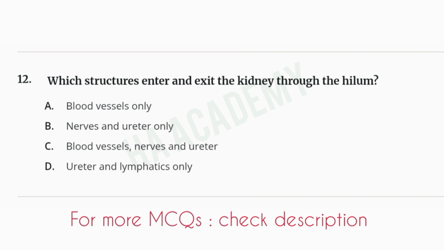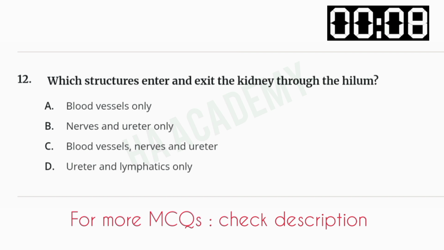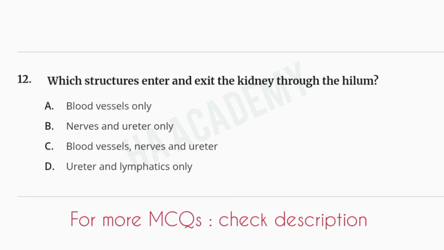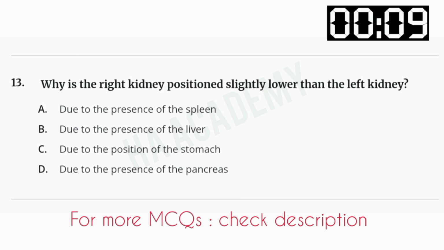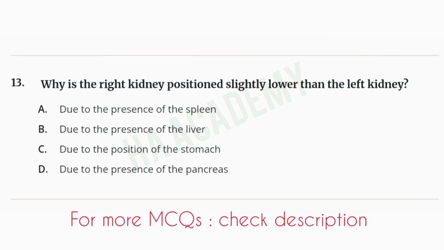Which structures enter and exit the kidney through the hilum? The correct answer is blood vessels, nerves, and ureter. Why is the right kidney positioned slightly lower than the left kidney? The correct answer is due to the presence of the liver.